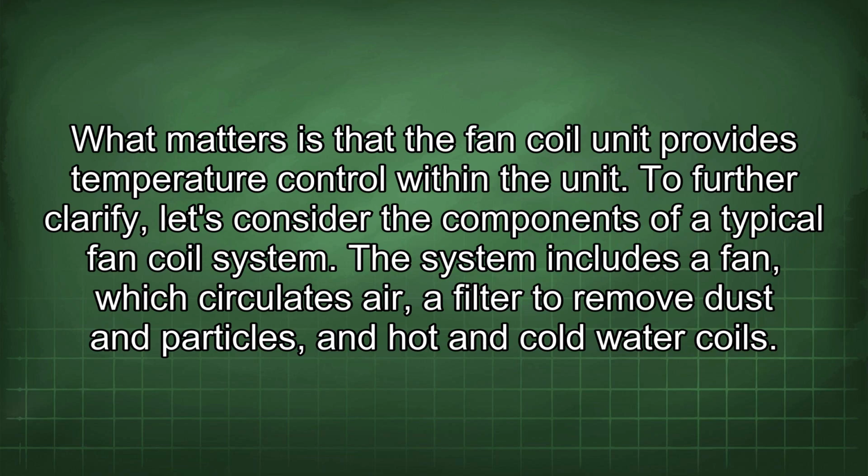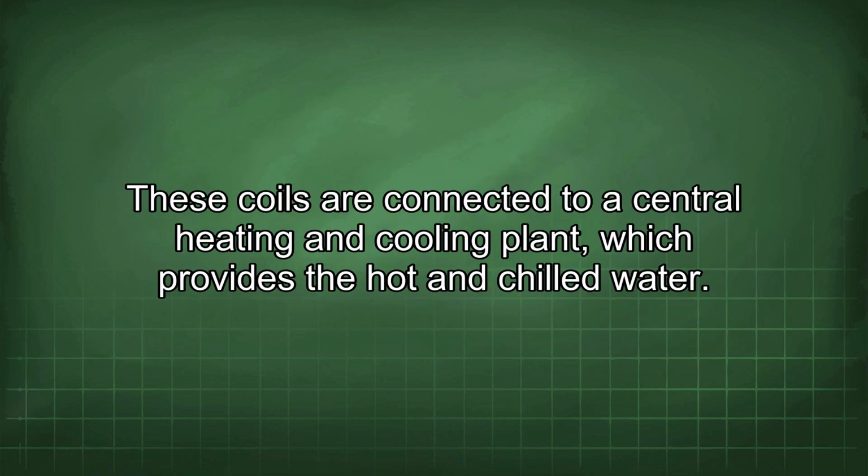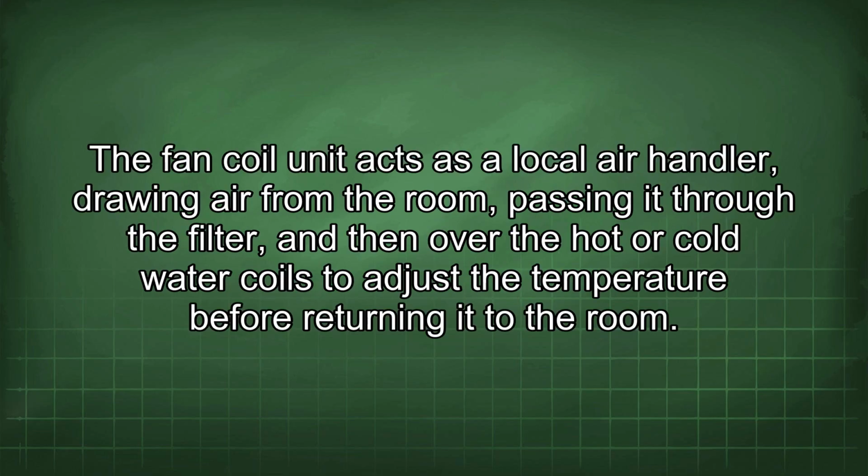To further clarify, let's consider the components of a typical fan coil system. The system includes a fan, which circulates air, a filter to remove dust and particles, and hot and cold water coils. These coils are connected to a central heating and cooling plant, which provides the hot and chilled water. The fan coil unit acts as a local air handler, drawing air from the room, passing it through the filter, and then over the hot or cold water coils to adjust the temperature before returning it to the room.